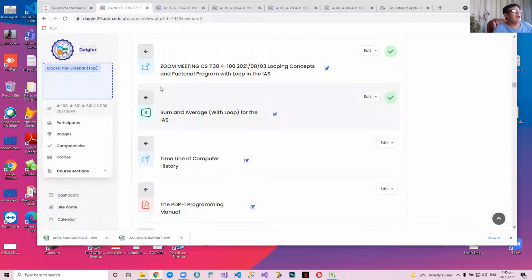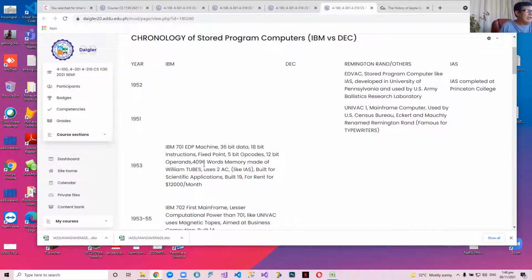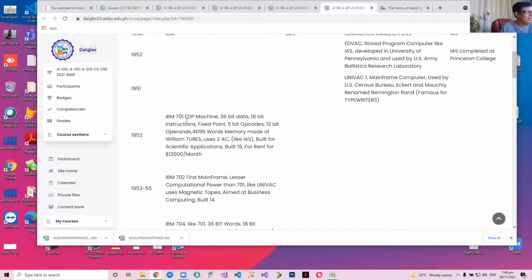Even Apple, IBM, and the most prominent companies during the time were IBM and DEC. IBM was already a giant at that time because they were selling several machines, calculators and many others, and even recording machines. They already had a card punch reader and writer. By 1953, right after the release of the IAS, IBM created their own stored program computer, the 701. It's almost like a copy, except that there are subtle differences.